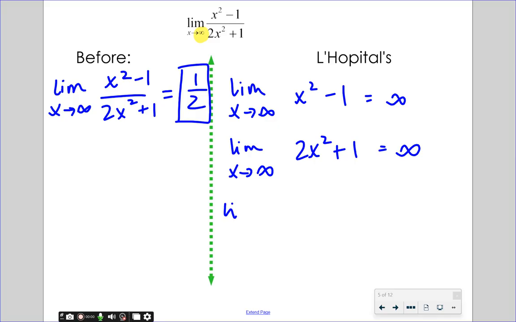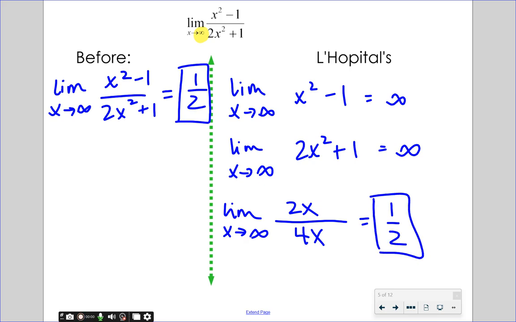So let's do it. Limit as x approaches infinity of, what's the derivative of the top? 2x. The derivative of the bottom? 4x. Oh, look, the x's cancel. What do we have? 1/2. So yeah, this was more writing, but this is kind of nice. What if you don't remember your horizontal asymptote rules? You have this, you can fall back on now.